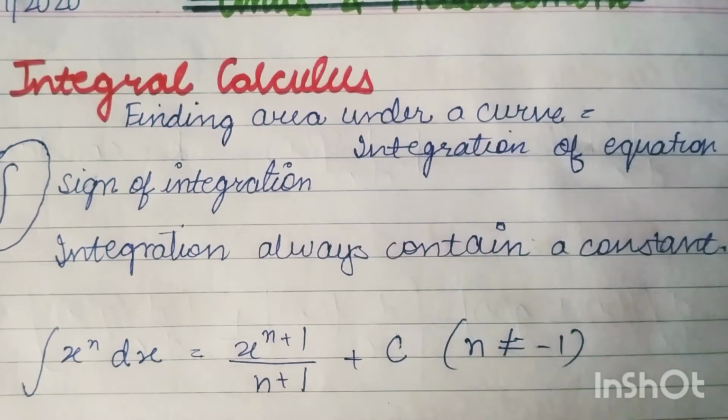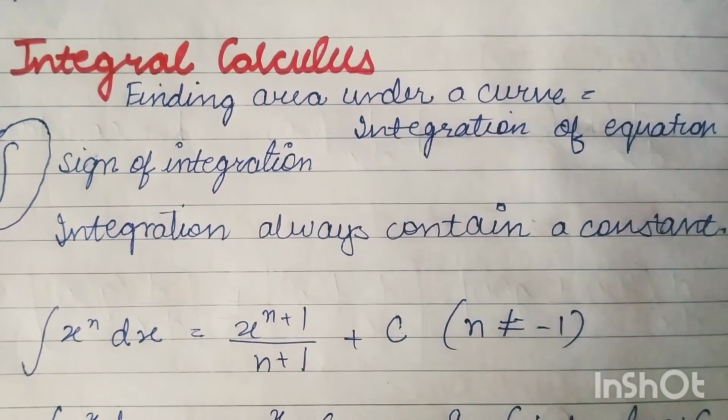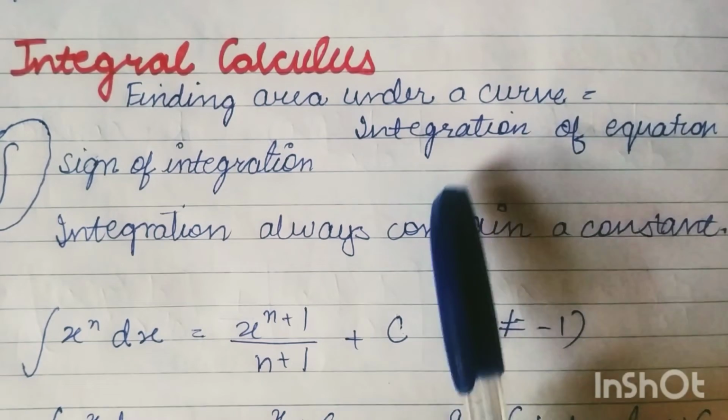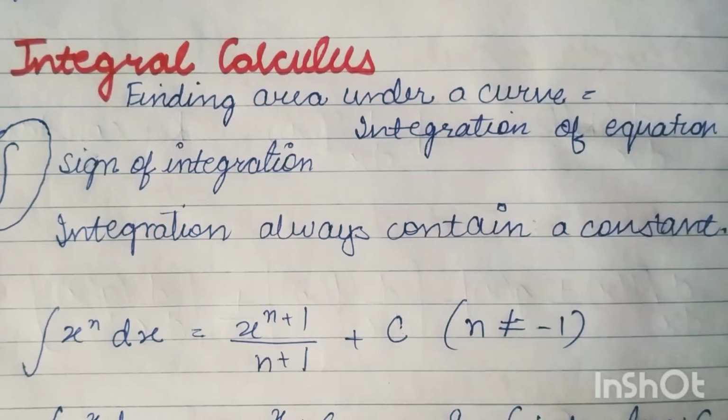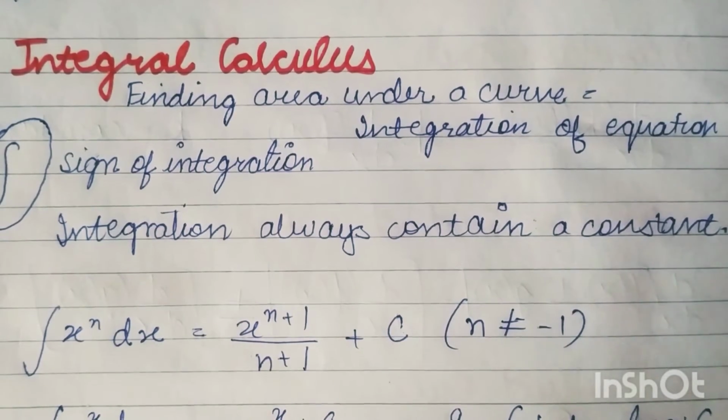Now coming to our integration. As I told you earlier, integration is nothing but the integration of very small parts into a large part. So finding the area under a curve is equal to integration of that equation. They both mean the same. Either you find the area of a curve or you integrate the equation.